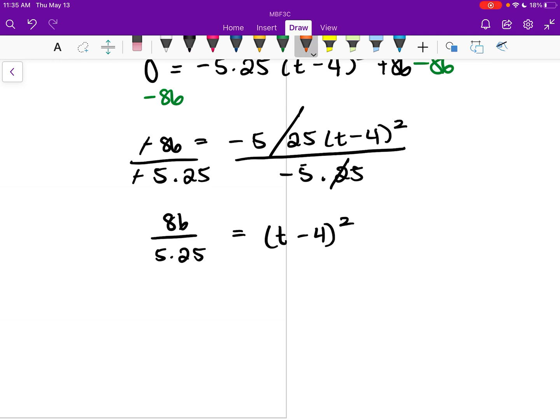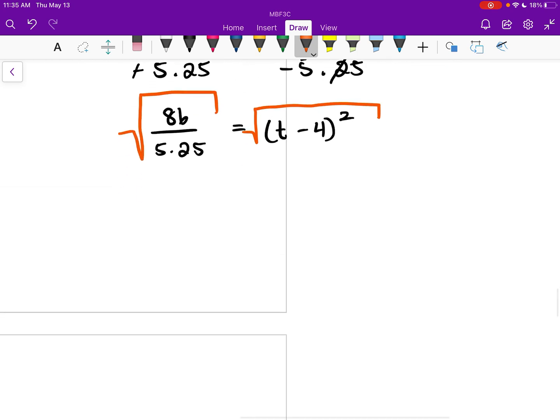I want to get rid of that squared sign, so I'm going to do square root on both sides. When I square root this, I need to remember that whatever the answer is, it's going to be plus and minus. So I just like to put in my plus minus right away. Right, so I'm going to do square root of 86 over 5.25, and that for me is 4.473, so I'm going to leave it as 4.05 is equal to t minus 4, and I need to remember that it's plus or minus.